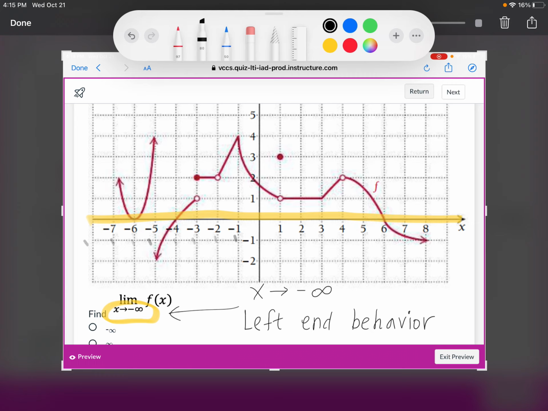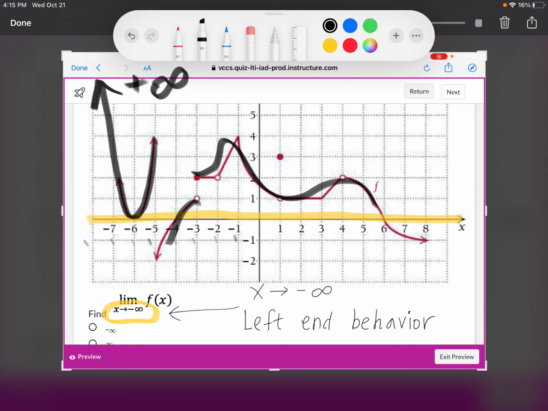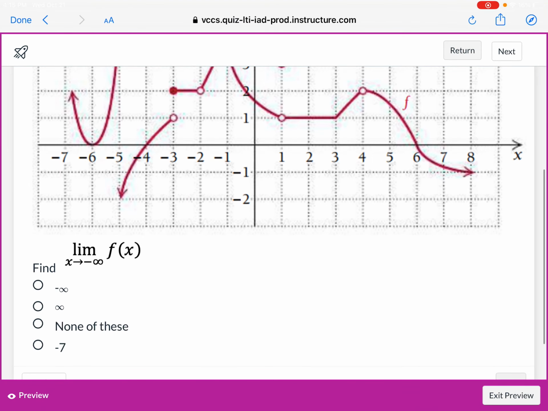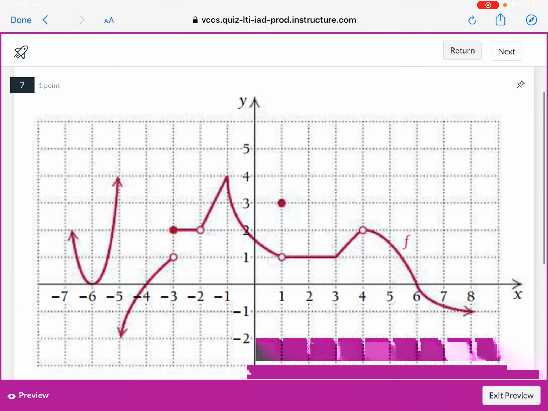So as you continue to go to the left side of this graph, what will happen? I'm following the graph, but keep on going to the left. Can you see that there was an arrow right there? This graph is going to go up. It's going to go up to positive infinity. So the limit that they're asking for right here is going to be positive infinity because the left end of this graph is going up. Positive infinity because it's going up.